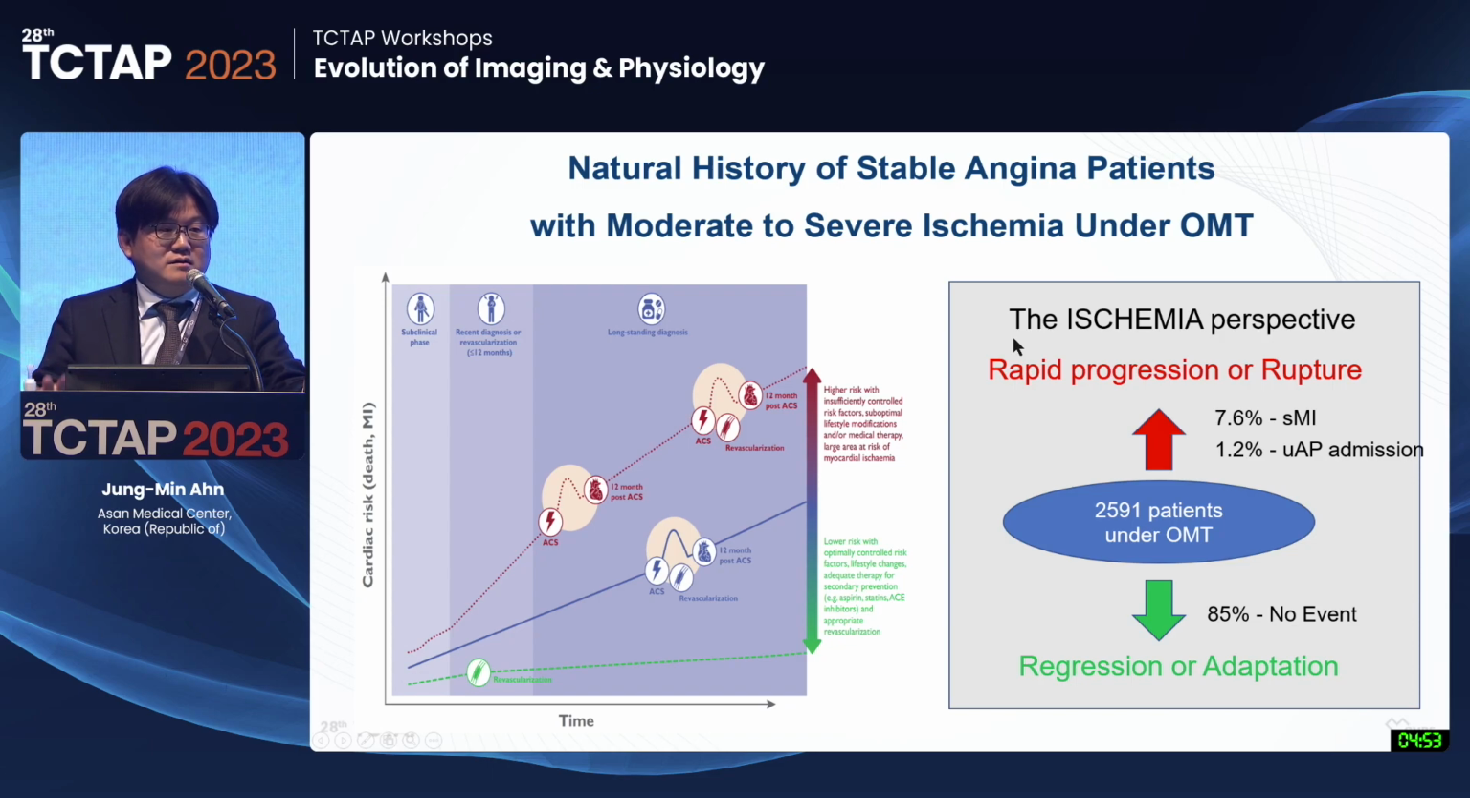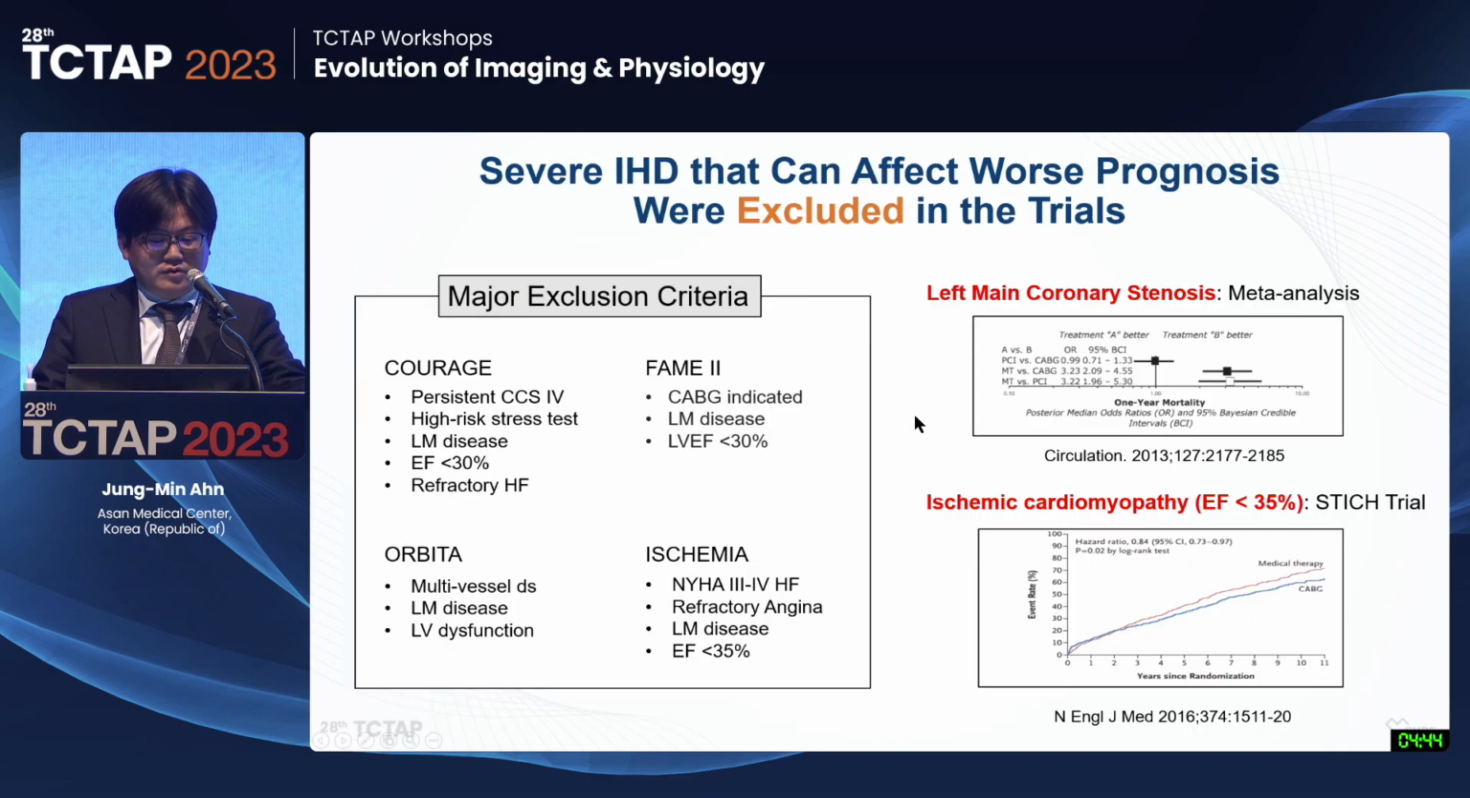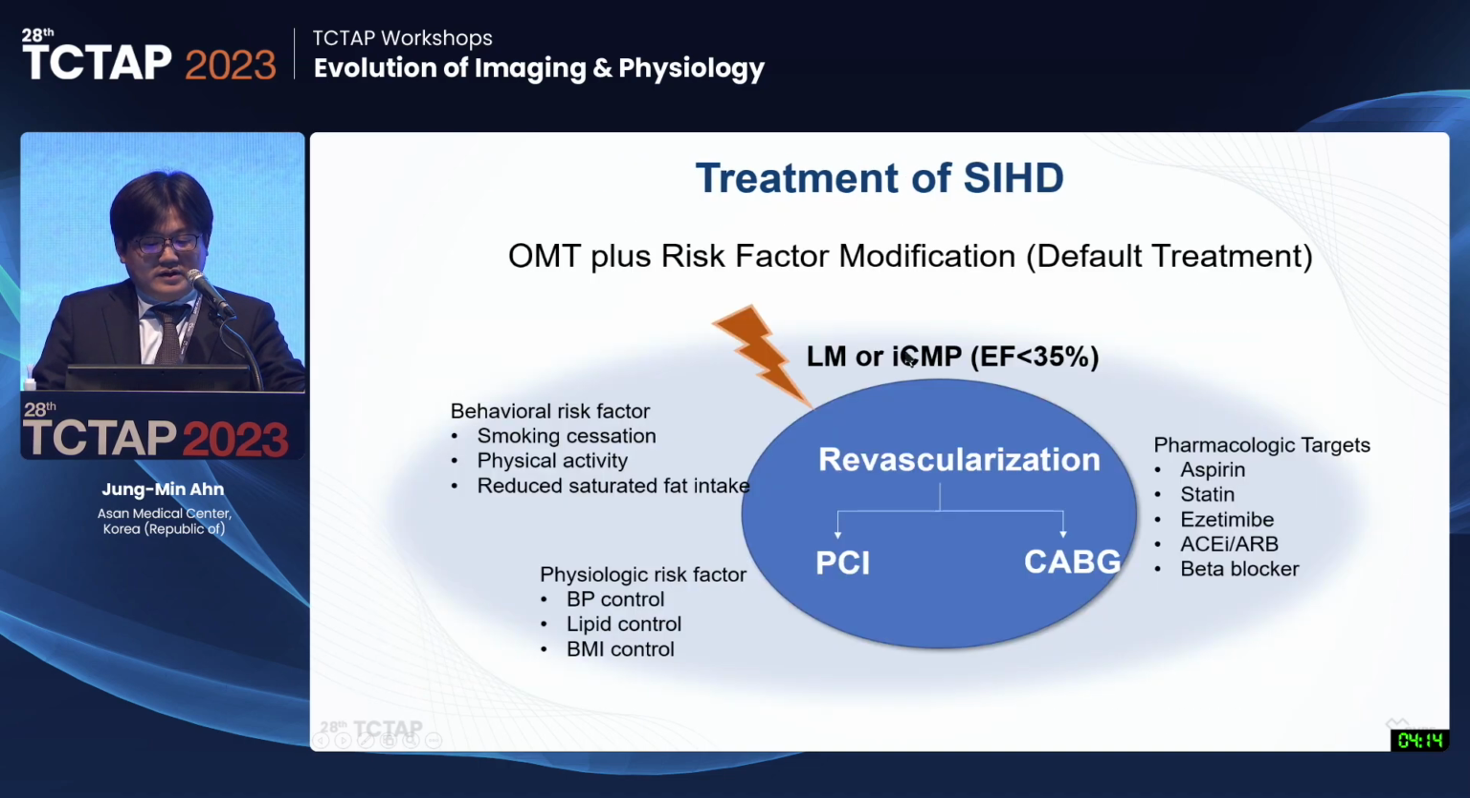Atherosclerosis may be regressed and stabilized. Actually, the majority of patients in the medication groups did not need further treatment. We know very well this is very strong evidence. But we have to think about some exclusion criteria, left main and low ejection fraction, which were tested in previous studies to show that revascularization may improve the patient's survival. So except for left main or low ejection fraction, in stable presentation, medication would be the default treatment for stable angina patients.